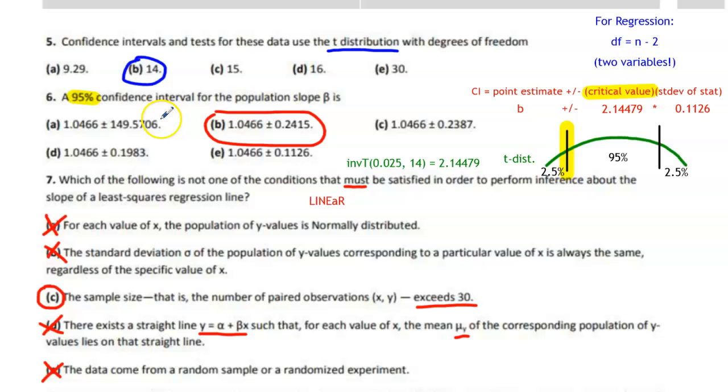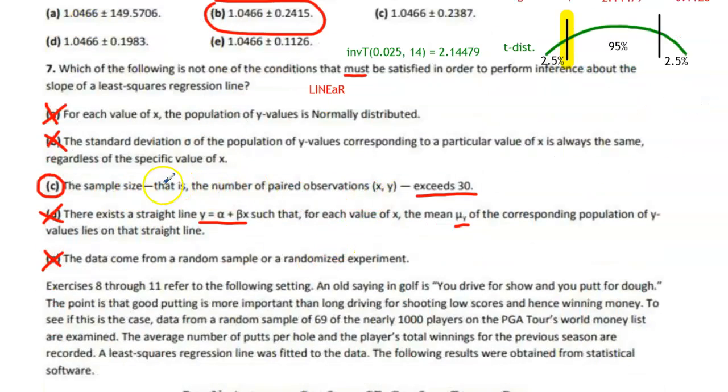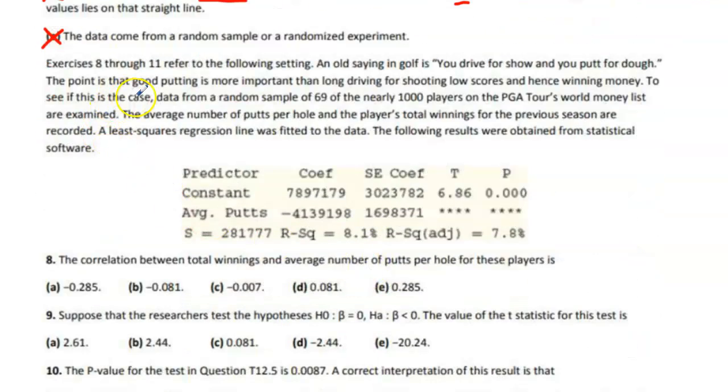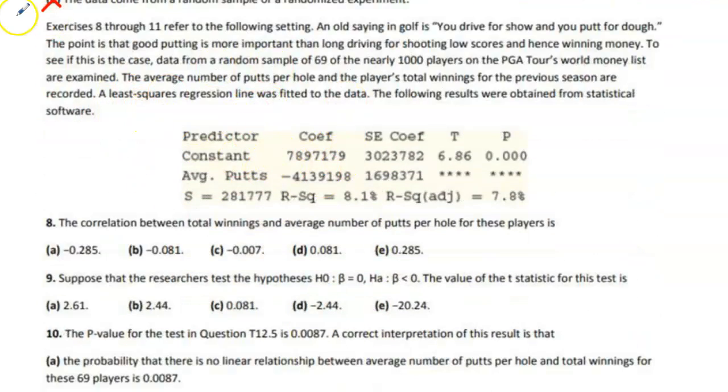We just did one about the sample size 16, right? Degrees of freedom 14 means sample size 16. We were still able to do regression inference, even though the sample size was less than 30. So this one is one way to satisfy that normal condition, but not the only way. All right, moving on to exercises 8 through 11. Here's another piece of computer output. And notice here they refer to statistical software, whatever that software happens to be. Sometimes it looks a little bit different, but this looks very similar to what we had before.